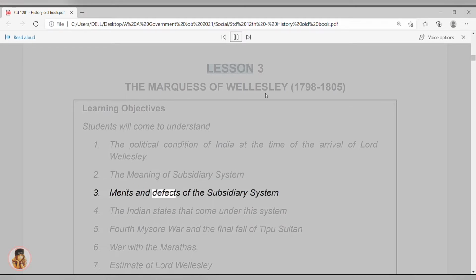3. Merits and defects of the subsidiary system. 4. The Indian states that come under this system. 5. Fourth Mysore War and the final fall of Tipu Sultan. 6. War with the Marathas. 7. Estimate of Lord Wellesley.